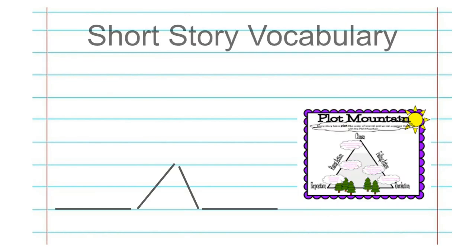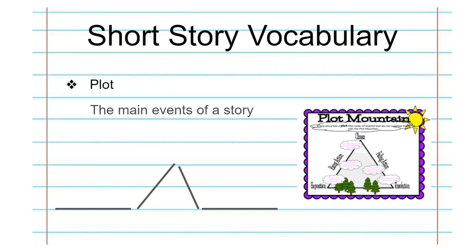So first of all, the plot. That's the first part of a story. This kind of goes along with that every story has a beginning, middle, and end. So the plot is the main events of a story. And the plot has 5 parts to it. So if you think we've talked about 5 parts of a story, the plot has 5 parts also. So 5 can be our favorite number today.